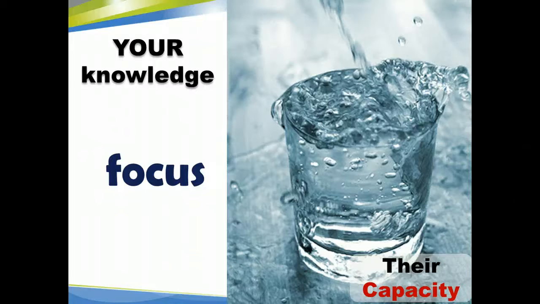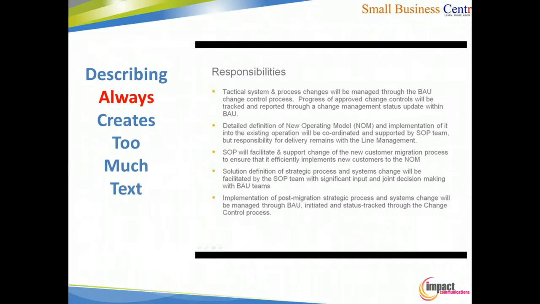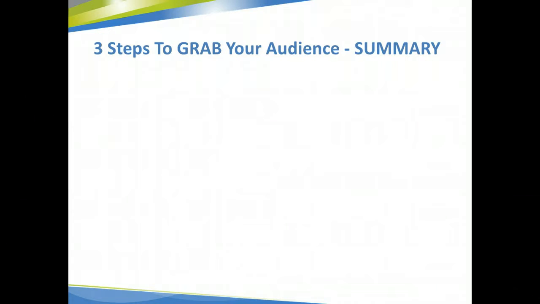What are they worried about? Stop thinking about how much you should pick and choose from. Think about what it was like to be them and then talk from that point of view. That seems to always help. Your number one clue that you're giving too much information, besides being able to see it like this, is when you find yourself describing. That always creates too much text.